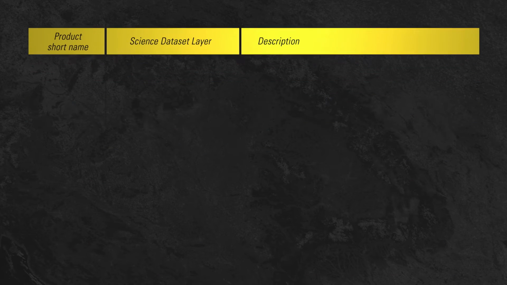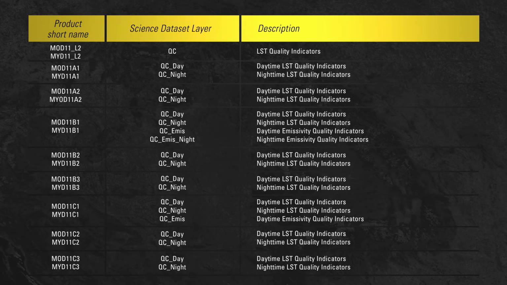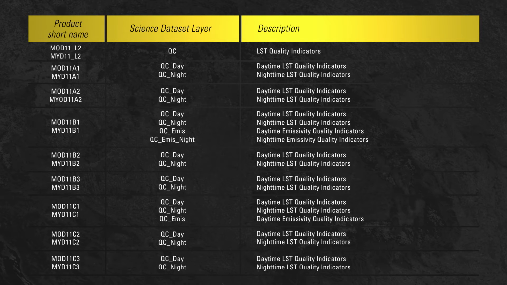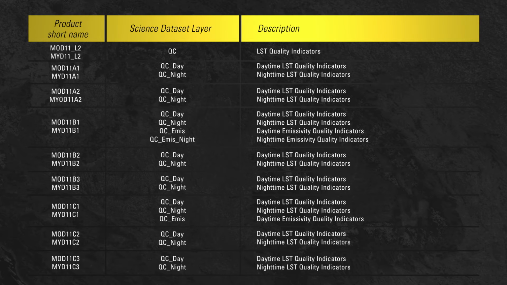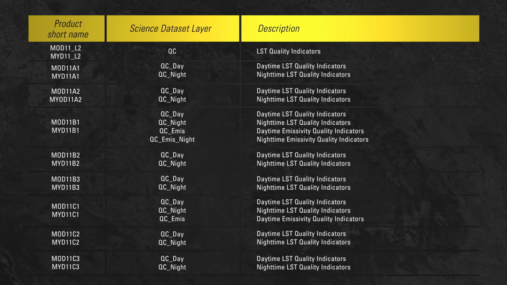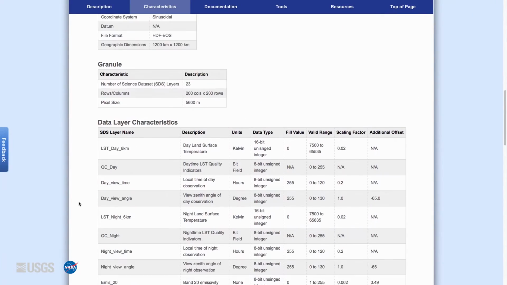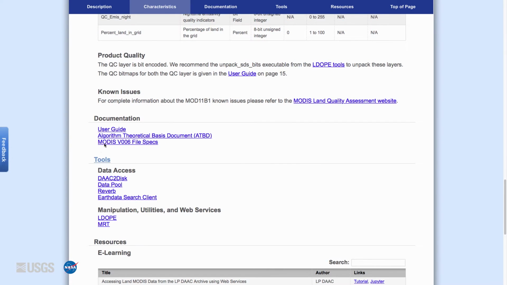There are two quality assurance, or QA, science dataset layers that can come with the MODIS version 6 land surface temperature data products. These layers are quality indicators for daytime and nighttime land surface temperature, or LST, and daytime and nighttime emissivity. These indicators provide information on the pixel, the data quality, the LST quality, the emissivity quality, and more. More detailed information about specific QA layers for each product can be found in the Product User Guide and Algorithm Theoretical Basis document, or ATBD.